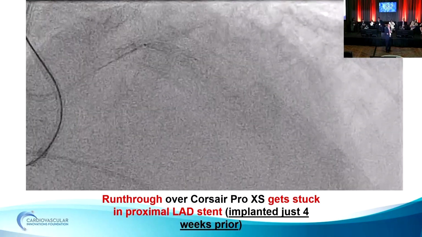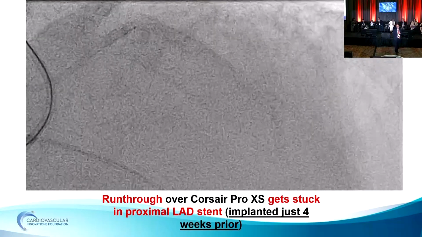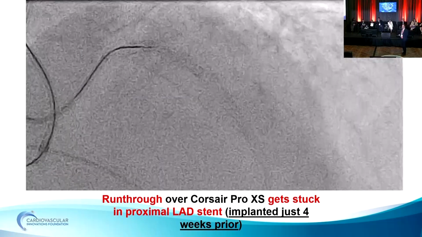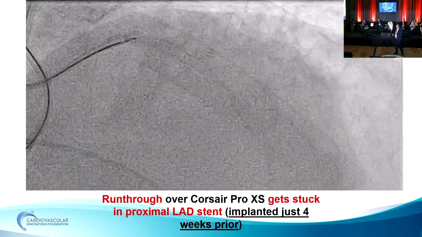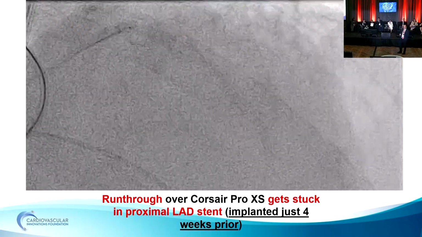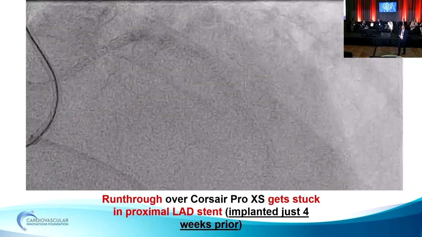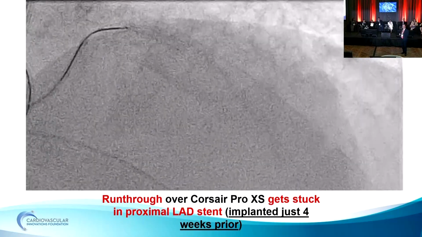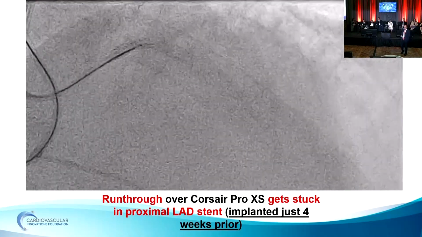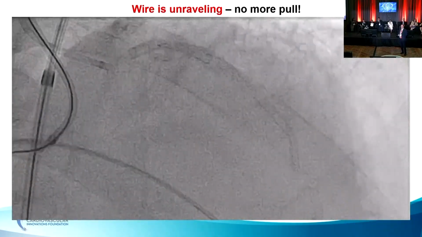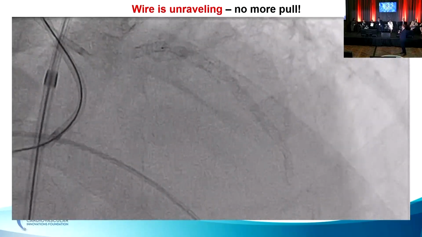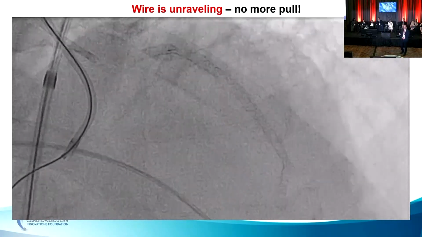And it means that the wire basically is stuck and is damaged. Importantly, due to logistical misunderstanding, the patient had been scheduled just 4 weeks, literally 28 days after the initial intervention. So the stent was rather fresh. So we pull, of course, gently, and the wire is coming out, apparently, but it's not.